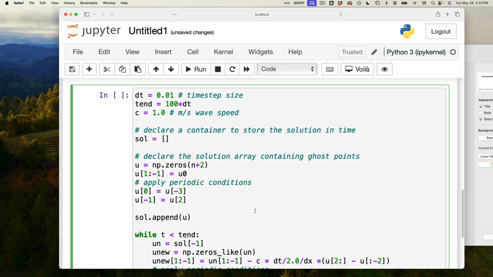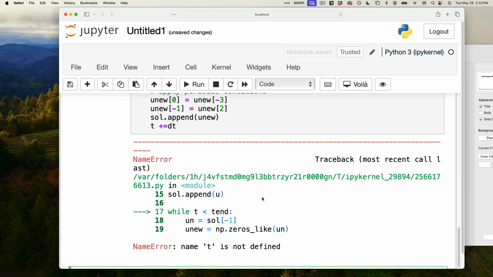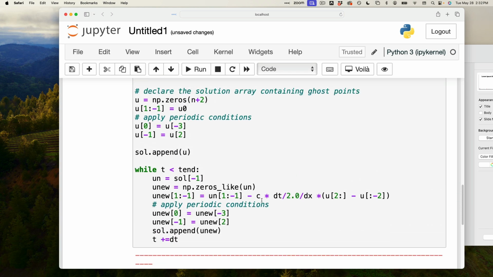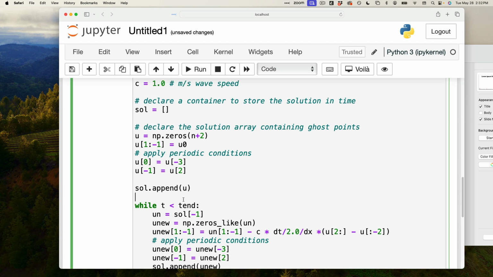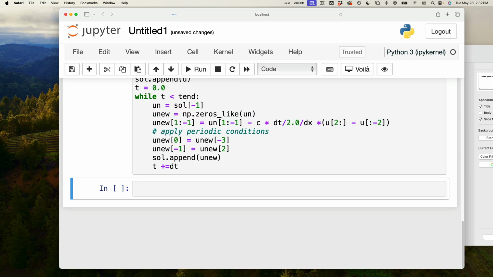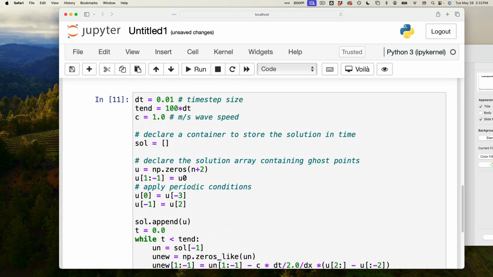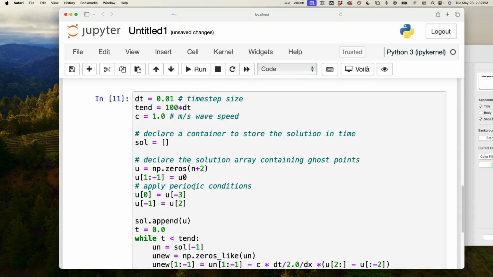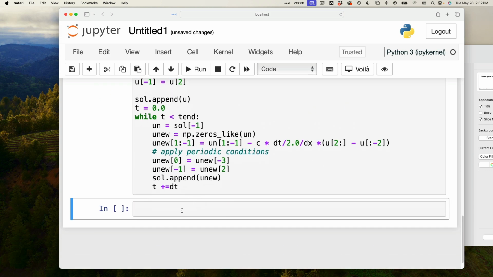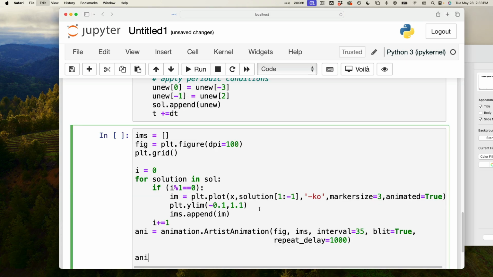All right, I think we're ready. Okay, I got an error. T is not defined. T is equal to 0.0. It's just a timer. Okay, awesome. All right, so we can plot the solution or do the animation. Let me grab my animation here. And we might need to adjust features in the animation every now and then.